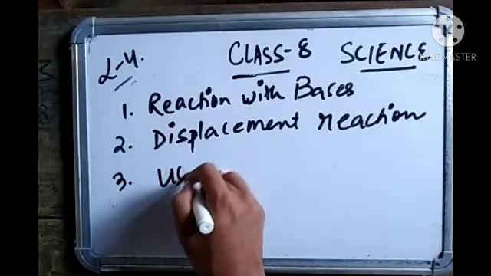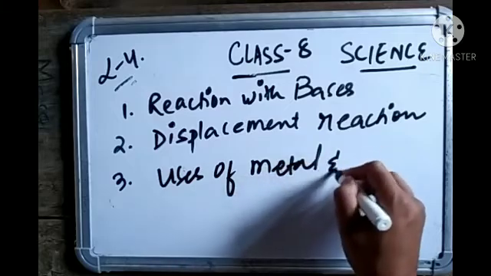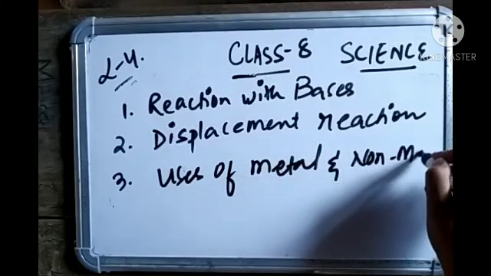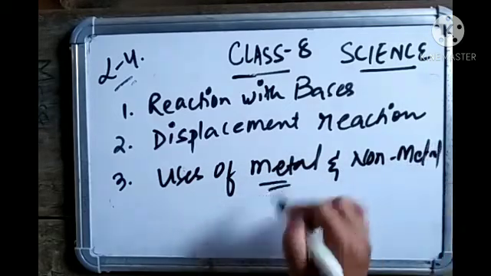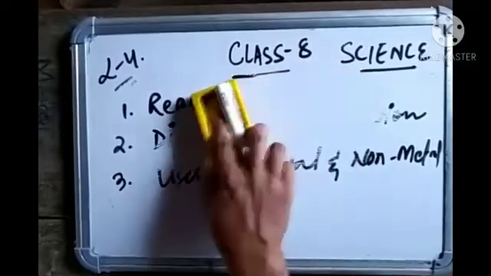So the uses of metal and non-metal. Metal is used in machinery, automobiles, aeroplanes, satellites, whereas non-metal: oxygen for breathing, sulfur for crackers, chlorine for water purification. So this is the summary of today's lesson.